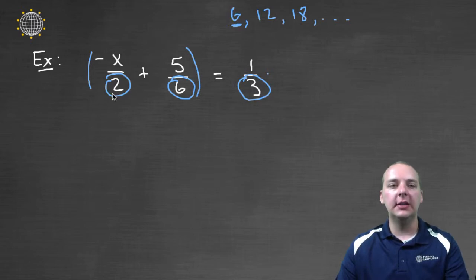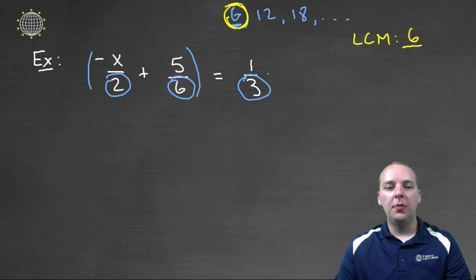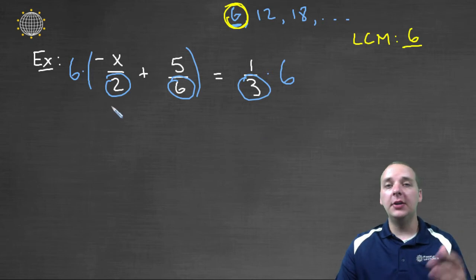So let's start with 6. 6 is a multiple of 2, so that's good. 6 is obviously a multiple of 6. And 6 is a multiple of 3. So actually we find this one very quickly. So the LCM for these denominators is going to be 6. We'll multiply 6 by the left-hand side and the right-hand side. And somehow that should help us. Let's see how the algebra plays out.